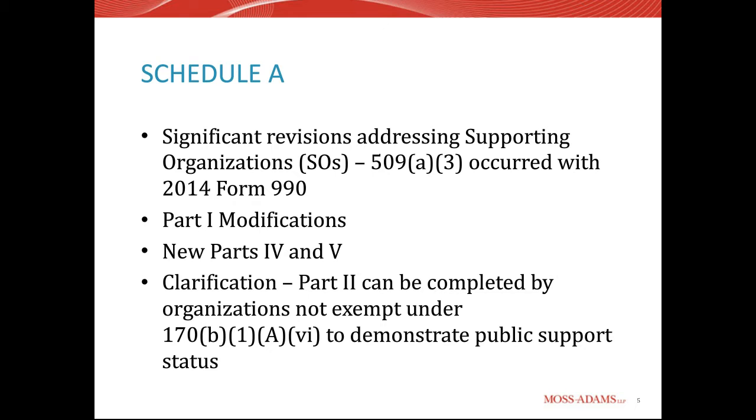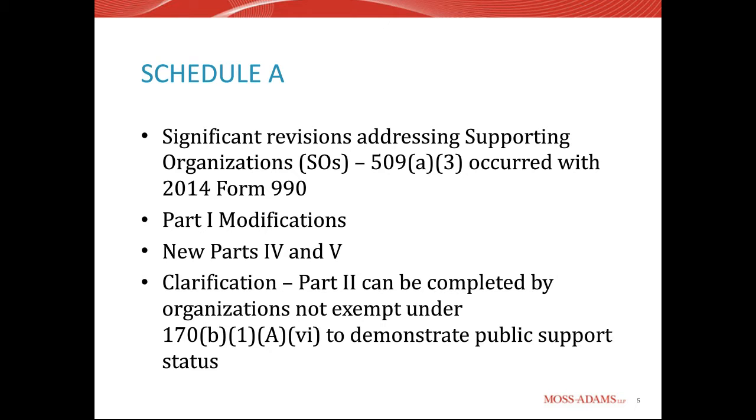One of the nice things about this is that the IRS did clarify that Part 2 can be completed by other organizations that are not exempt under Code Section 170(b)(1)(A)(vi) to determine that they are publicly supported. If you are exempt under Code Section 170(b)(1)(A)(vi), it basically says that you are receiving a significant amount of your income from contribution income as opposed to program service. And for those organizations that are not receiving a significant portion of their income from contributions, but rather from program services, Schedule B actually has a special rule that allows organizations exempt under 170(b)(1)(A)(vi) to only report in Schedule B donors who provide more than 2% of total contribution support to the organization.